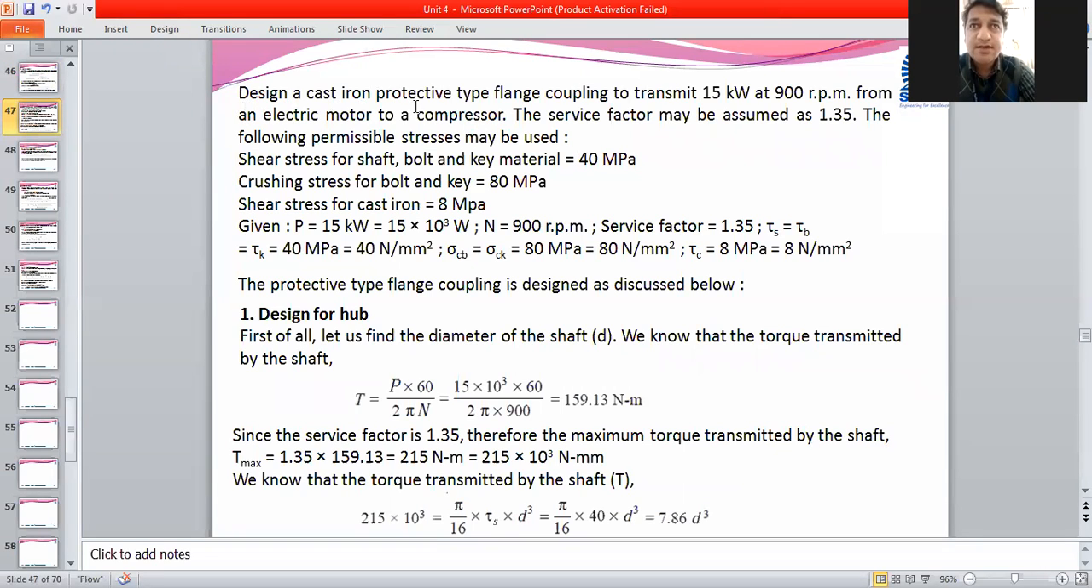Design a cast iron protective type flange coupling. Now protective type is nothing but the thickness of the flange will be extended and the covering of the bolts is done, the head of the bolt.